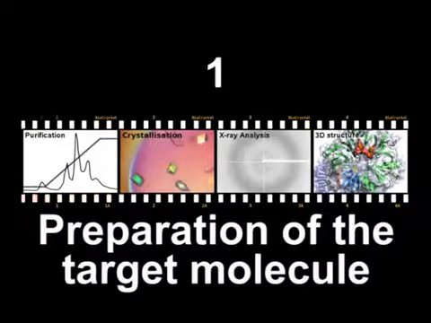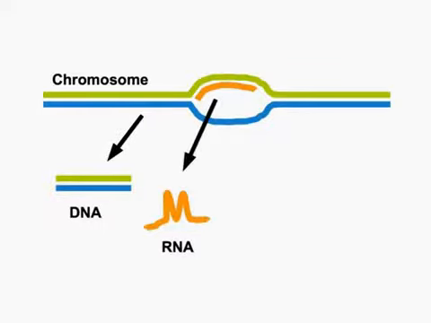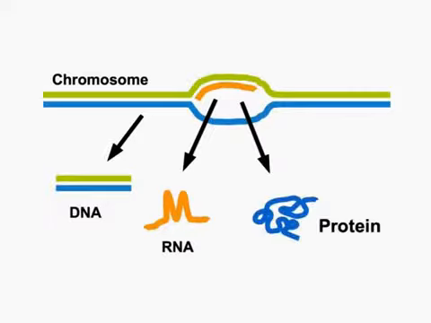The story begins with the isolation and purification of the molecule. Biological macromolecules, including deoxyribonucleic acid (DNA), ribonucleic acid (RNA), and proteins, are made by a living cell following the precise instructions encoded within its chromosomes.